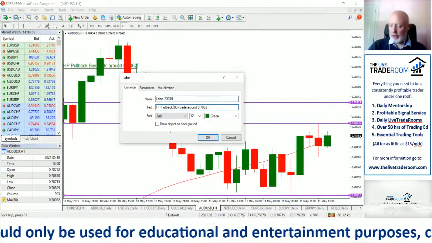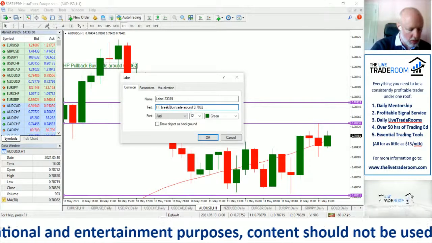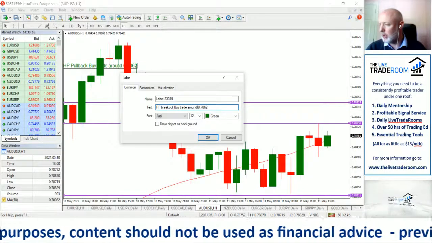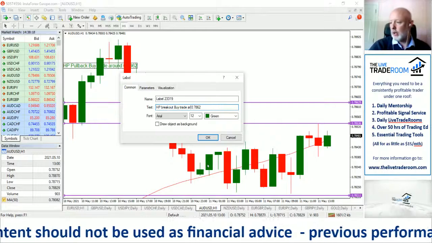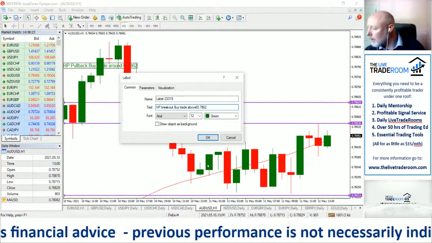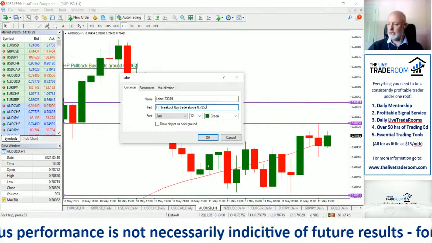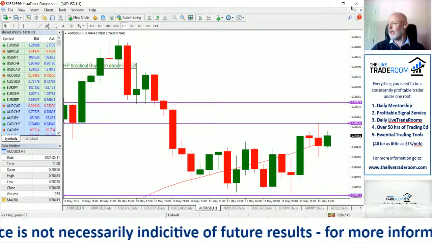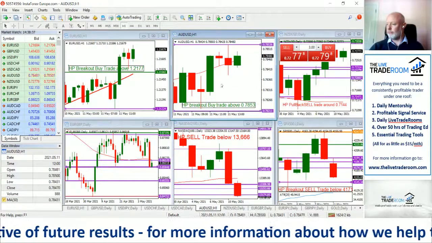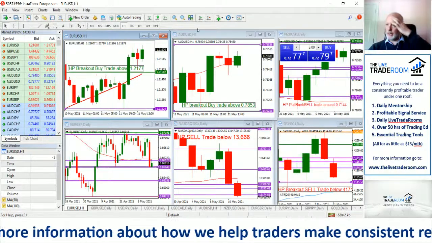So we're now looking at a high probability breakout trade. Breakout buy trade above 78.53. 78.53, we'll go and put that in place. It can certainly give us an opportunity to the upside.